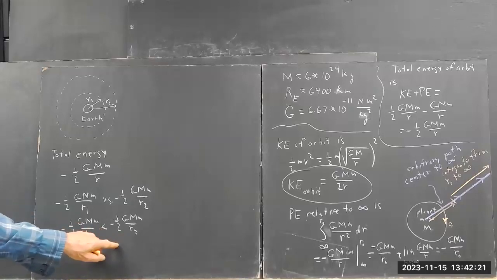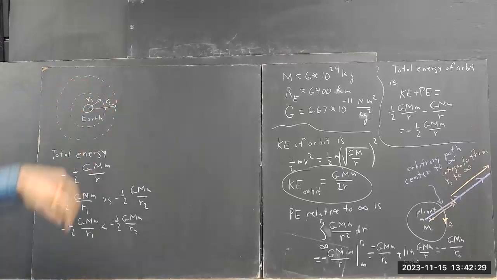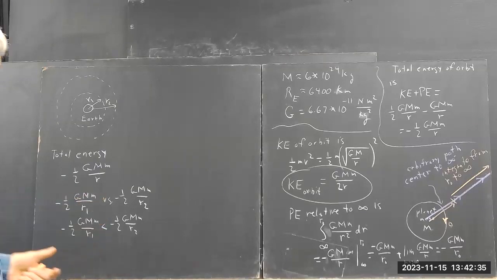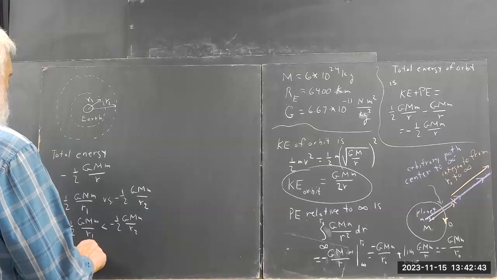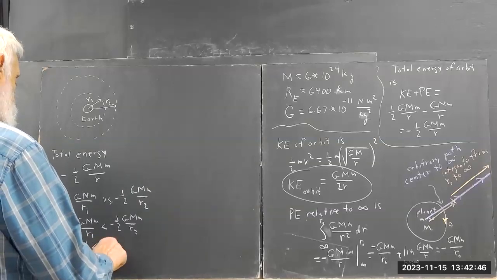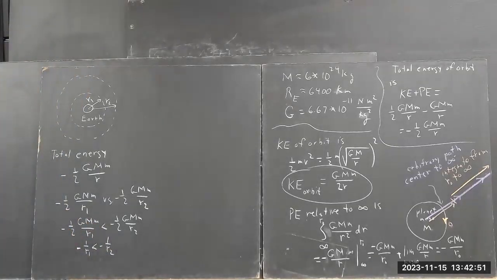Can we verify this? That inequality tells us that R1 is less than R2? Well, we can divide out the 1/2s and the big G's and the big M's and the little m's, right? And we get -1 over R1 is less than -1 over R2. Now, does that tell us that R2 is less than R1?